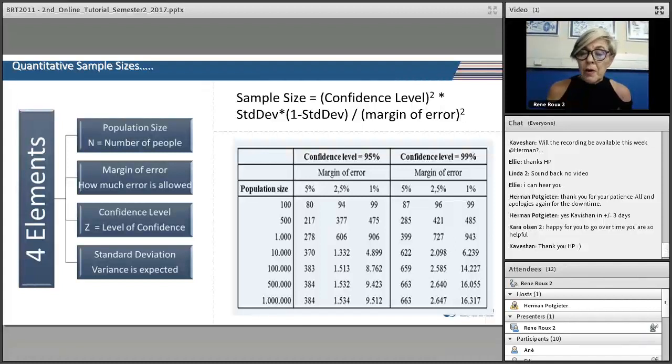How much error will you allow? Now, why do we work with margin of error? It is a survey. It is not a census. So it will never be 100% perfect. So there will always be a margin of error. And I will explain to you what margin of error is just now.